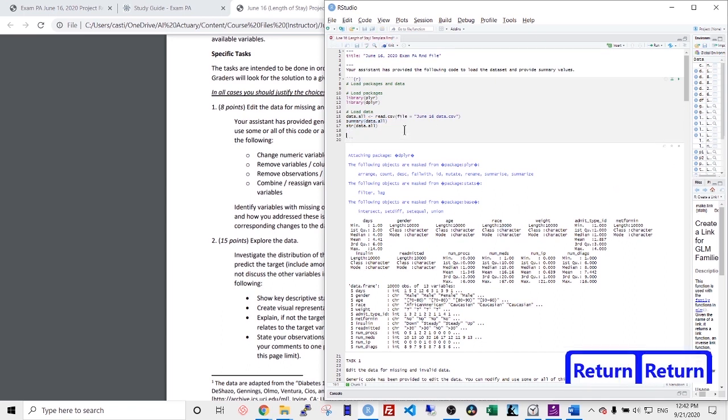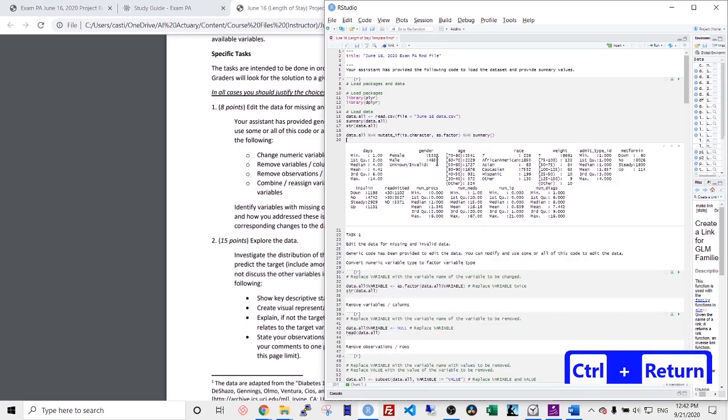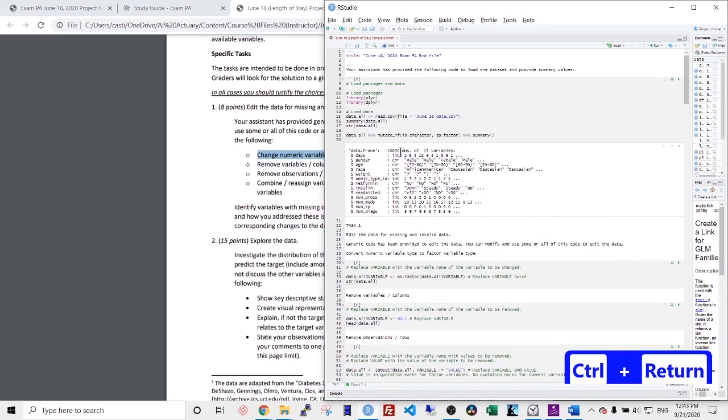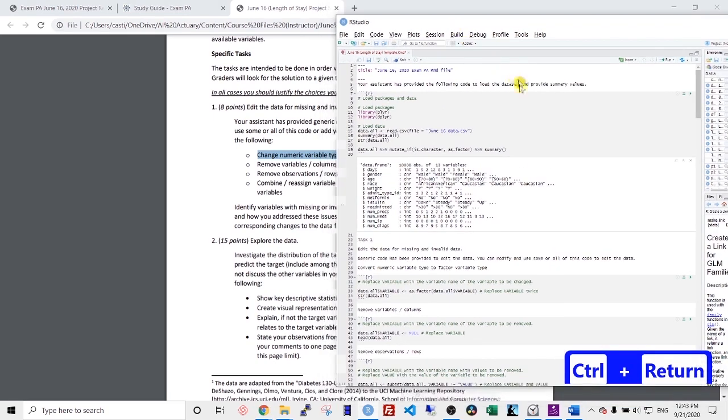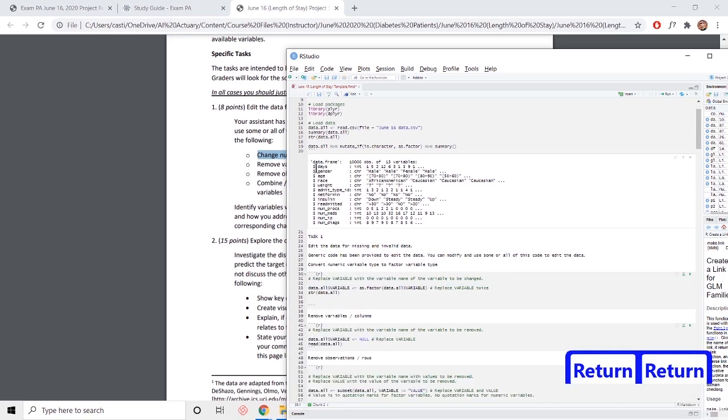So one way to fix this is to go to data.all and then mutate if is character as factor and then run a summary. And this gives me the counts. It says there are 5,338 females and 4,659 males and so forth. Just saves me time. Okay, so first of all, change numeric variable types to factor. So numeric data types to factor data types. So here's the code that they give to us. So I need to change, days is still going to be an integer because it's counting the number of days.